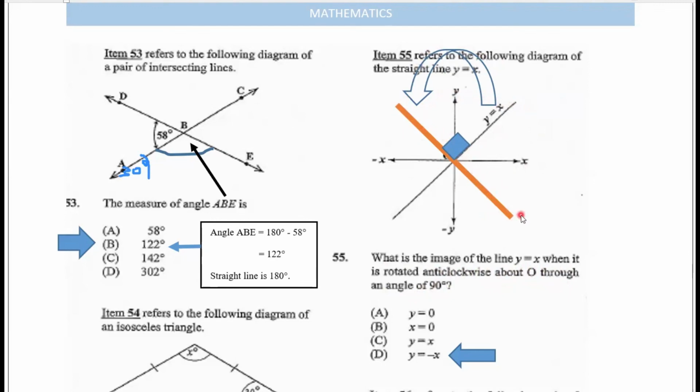And this line will be what? Essentially, this line will be y equals minus x. It is the reflection of this line about the y-axis, in case you didn't realize that. So this is your line y equals minus x. For positive values of y, it will correspond with negative values of x, right? Y equals minus x. That's D as in dog.